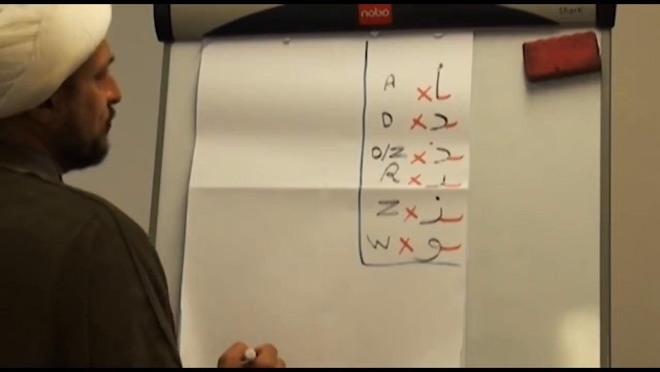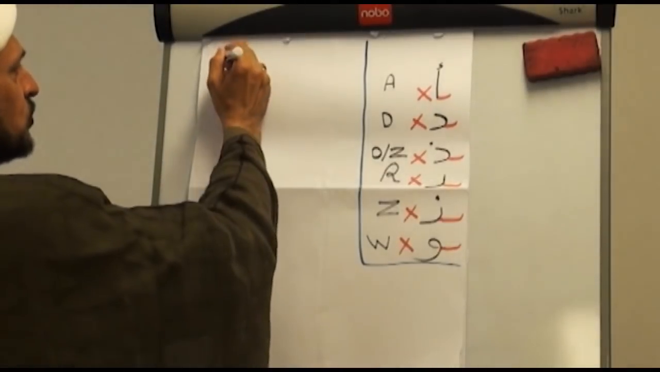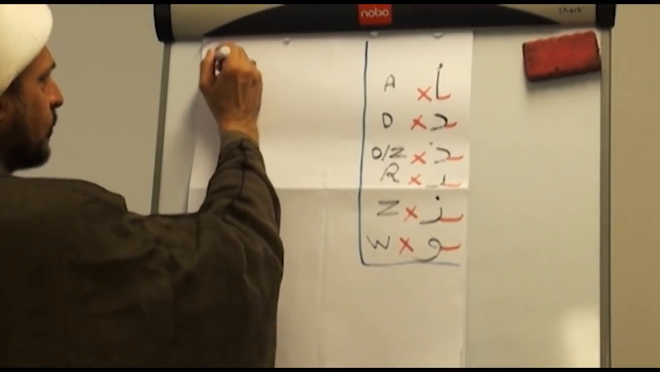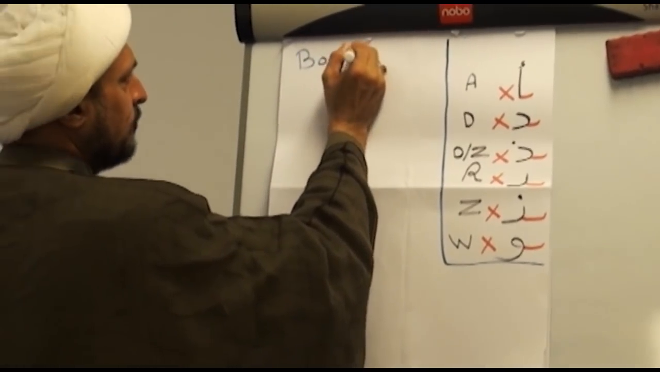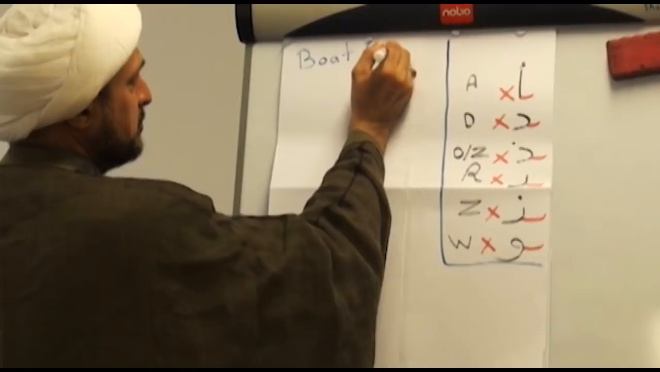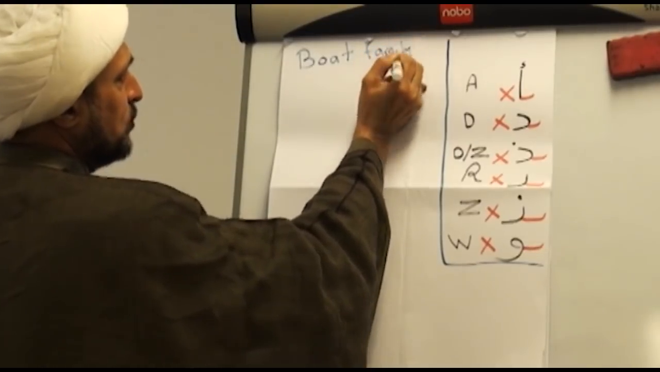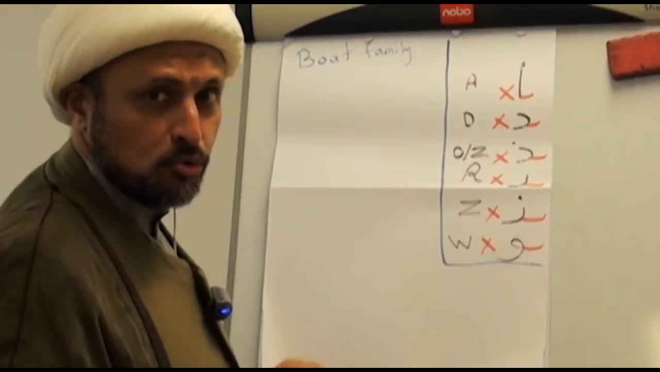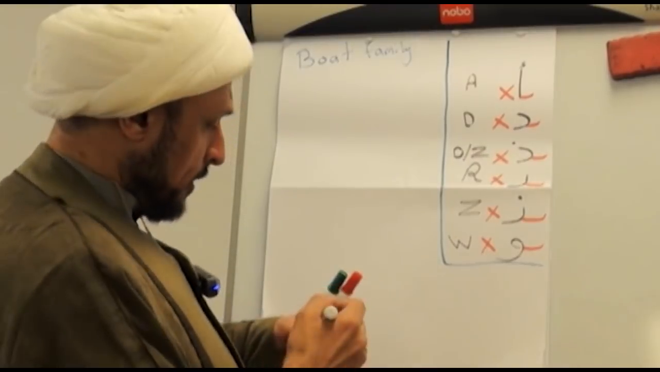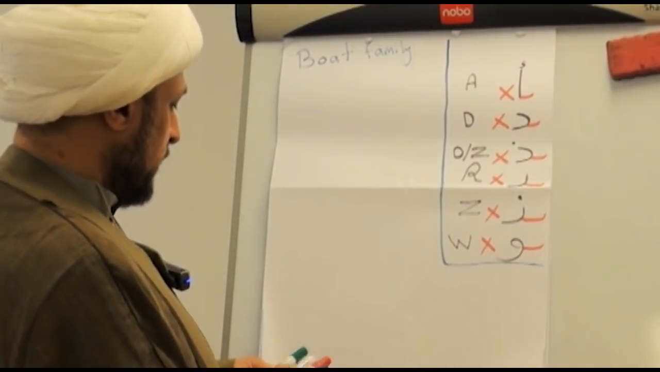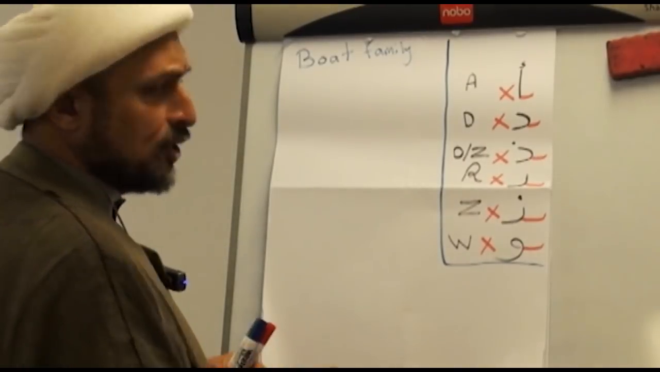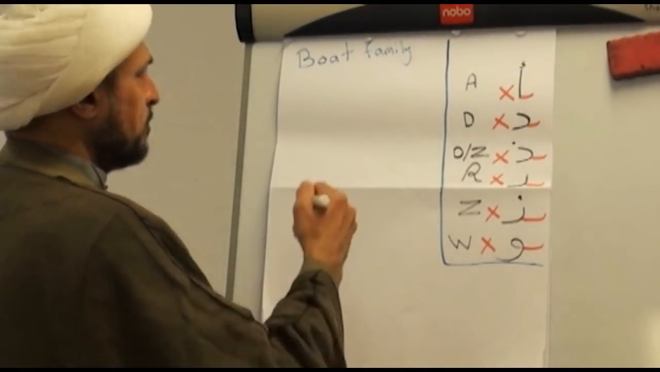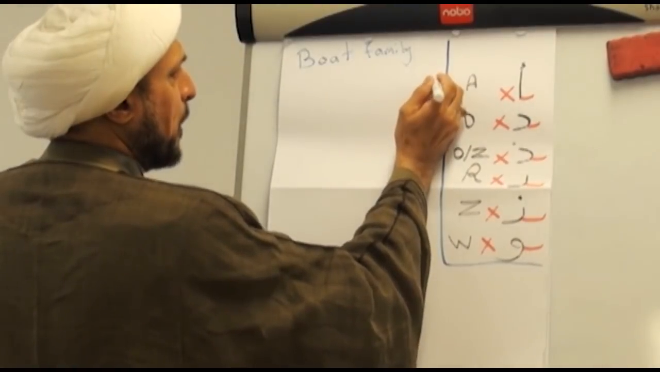Now we take another family, a family which is like boat family. Of course, these are my names, not a standard name. They're like a boat. Row, row on the boat, like a canoe. They look like a canoe, like a boat. We start with ba.